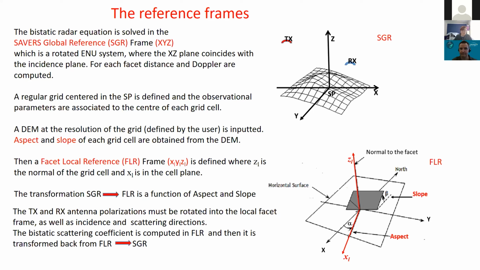In the local system, also the transmitter and receiver antenna polarization must be rotated, as well as the incidence and scattering directions. In this local system, the bistatic scattering coefficient is computed, and then it is transformed back to the global reference system to be included in the calculation of the radar equation.